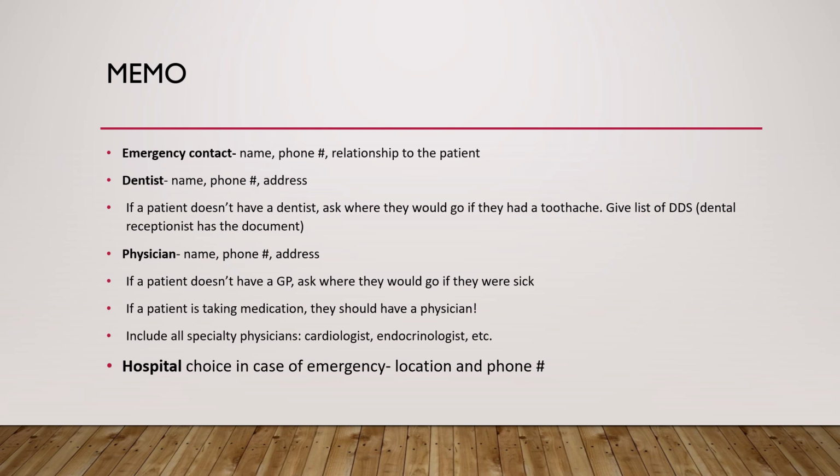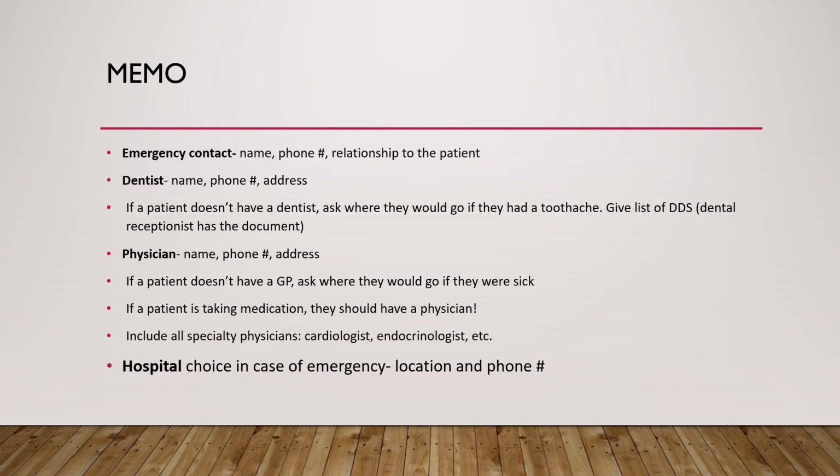If the patient is under a physician, we want to know the name, phone number and address. Again, if the patient is under medications, they should have a physician documented here. If the patient is not on any medications and they state that they're not seeing a physician, it is okay to say unknown.